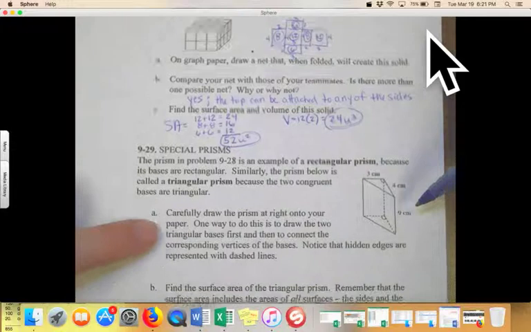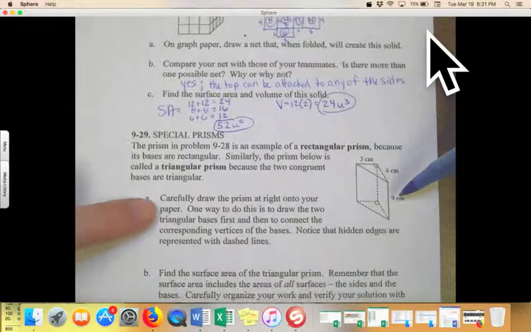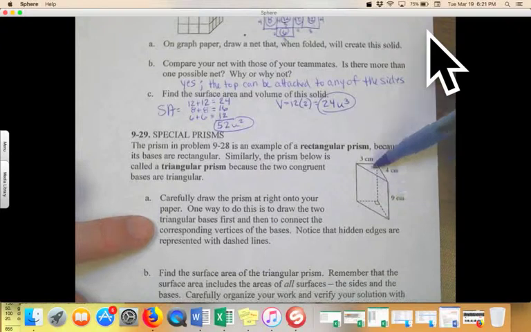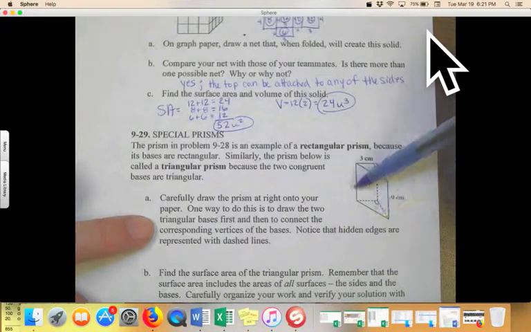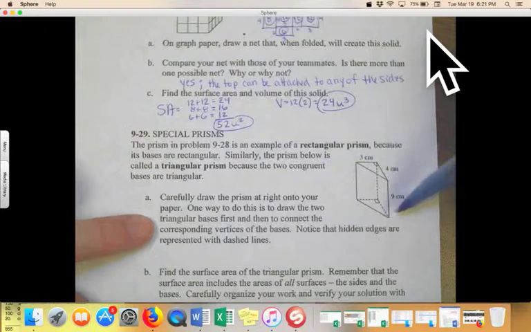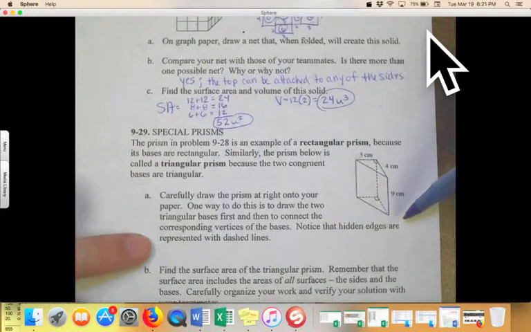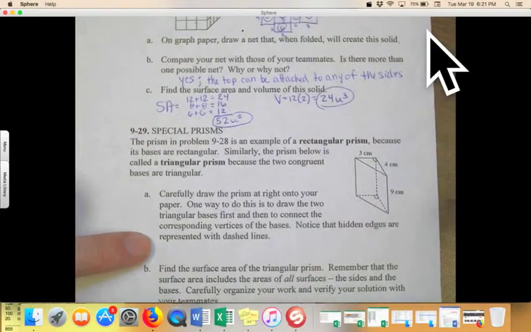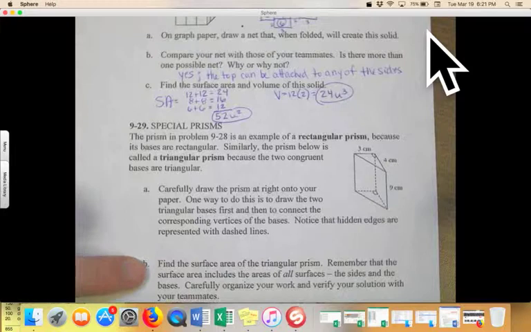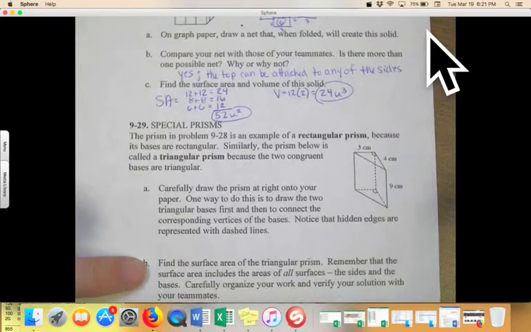Carefully draw the prism on your paper, which you don't need to do because this is your paper and it's already on there. One way to do this is to draw the two triangular bases first and then connect them with lines. Notice that the hidden edges are represented with the dashed lines. And this wants you to find the surface area of the triangular prism.